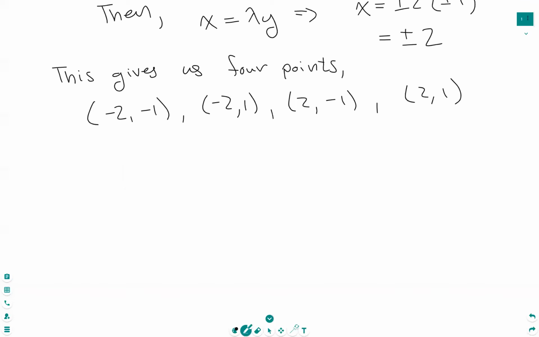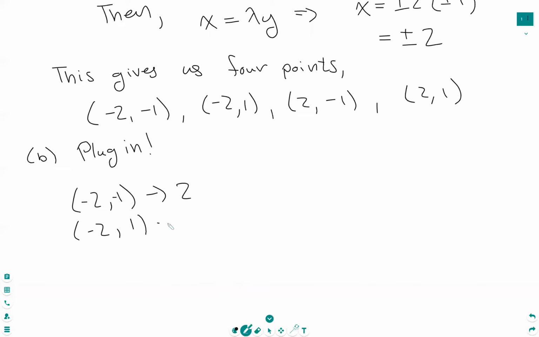So step B, we're going to plug this into our f of x. So our negative 2, 1 gives us a 2. Our negative 2, negative 1 gives us 2. Negative 2, 1 gives us negative 2. 2, negative 1 gives us negative 2. And 2, 1 gives us 2.